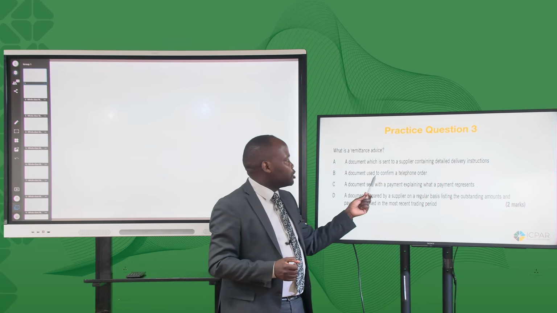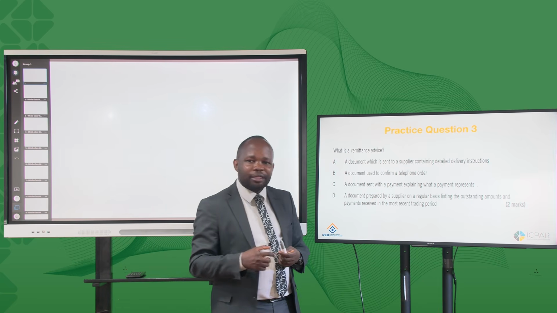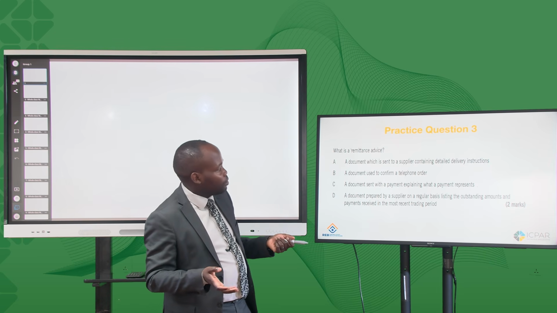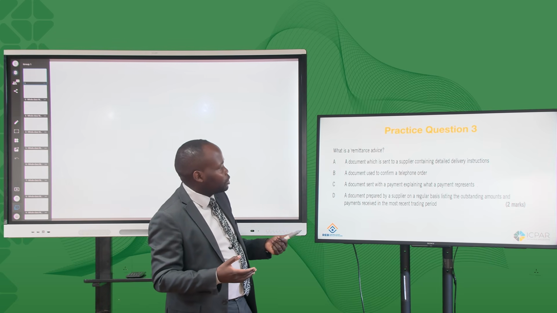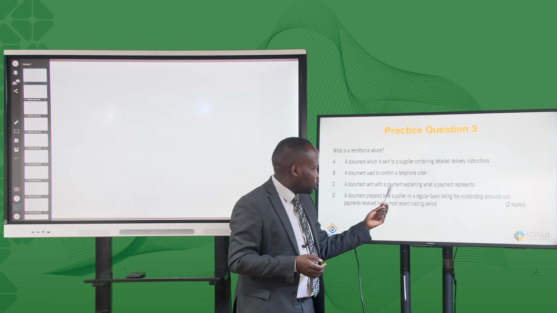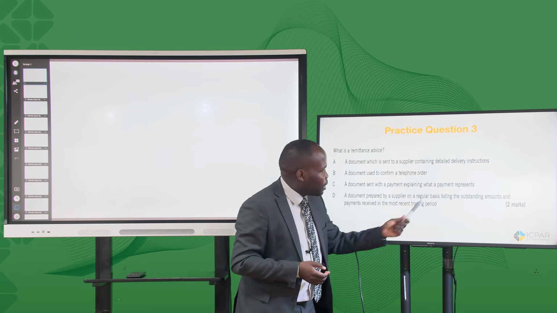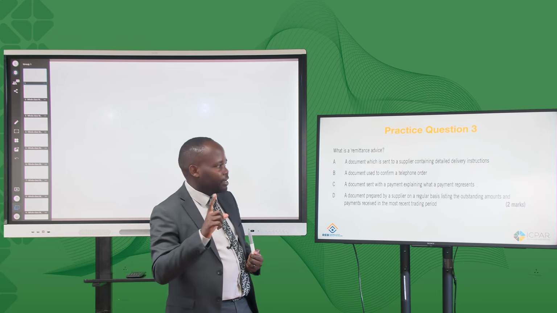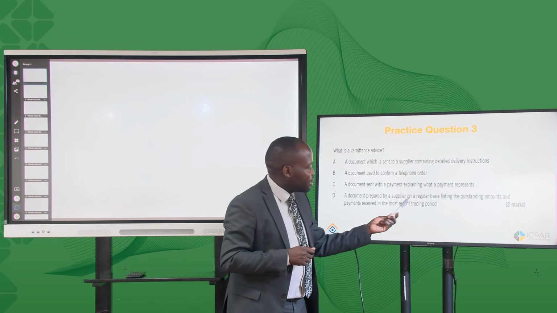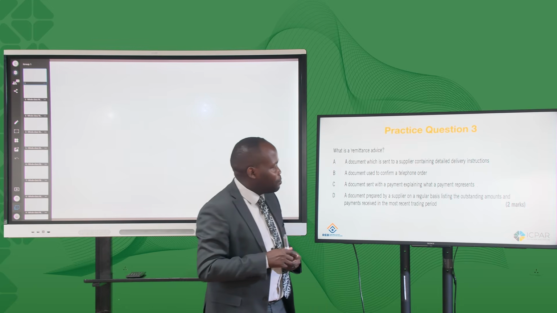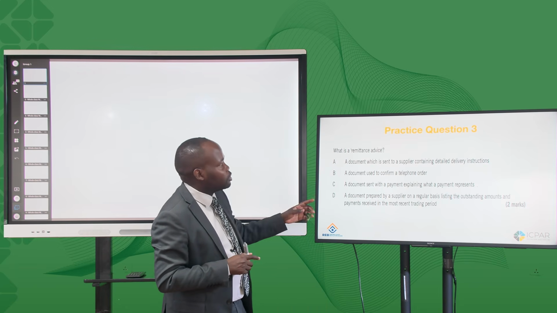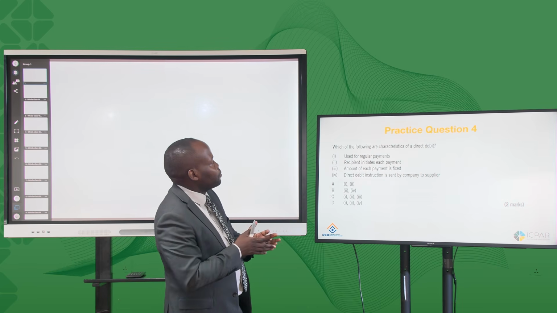B, a document used to confirm a telephone order. That is not true. To confirm a telephone order, it can be a purchase order or a sales order. C, a document sent with a payment explaining what a payment represents. That's the correct answer. It shows what the payment should be. And D, a document prepared by a supplier on a regular basis listing the outstanding amounts and payments received. That is not true.